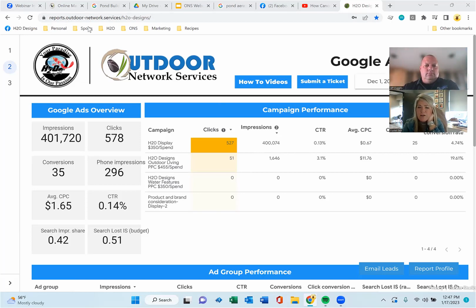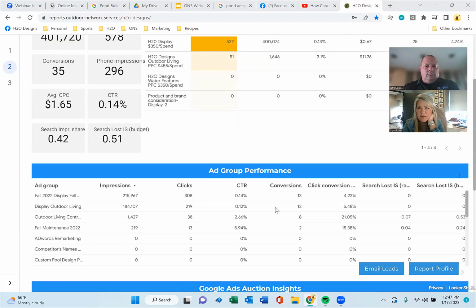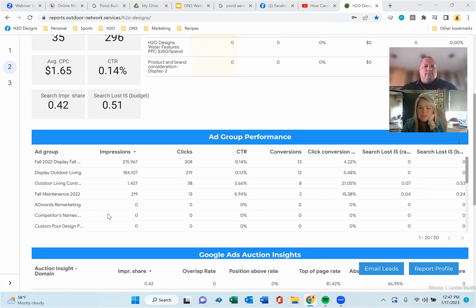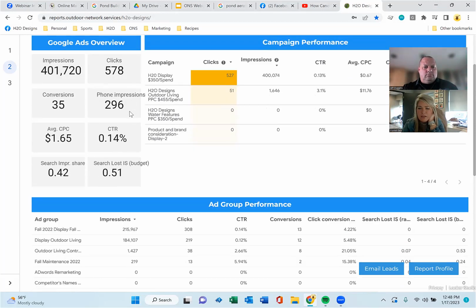You can see even in an off month, your click-through rate is still above average, so you're doing good there. Your click-through rate on your display ads is also good and healthy. You can see the different ad groups you have running over here, and whether they're display or search. You're always going to have way fewer impressions on search than on your display side. Here, your fall maintenance PPC had a 5.94% click-through rate and a 15.38% conversion rate.